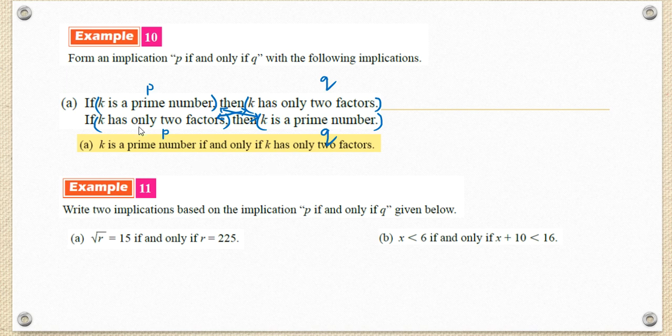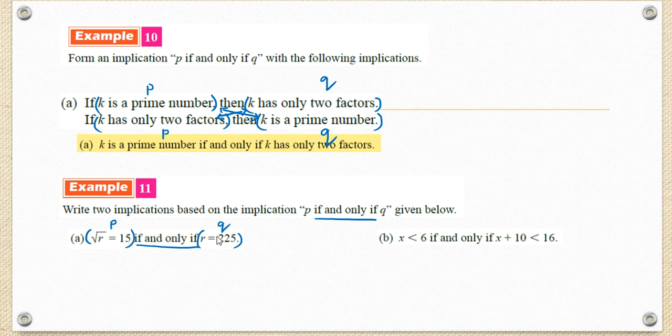Okay. Then go to example 11. Write down two implications based on the implication P if and only if Q. When you see this phrase, it means you can form two implications. First, you bracket your P and Q. This is the implication if and only if. The statement in front is your P, and the statement at the back is your Q.